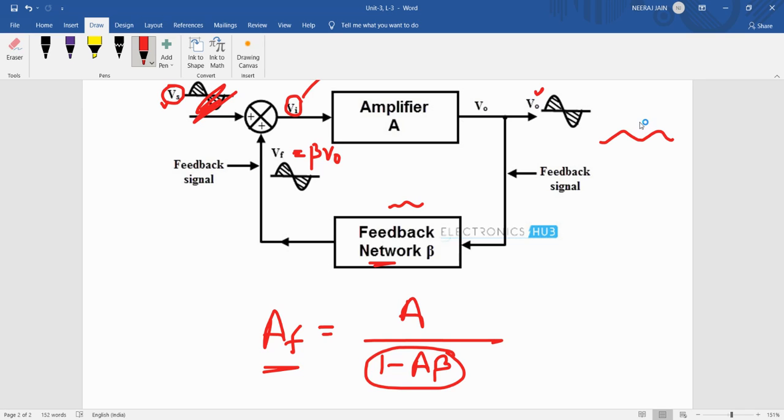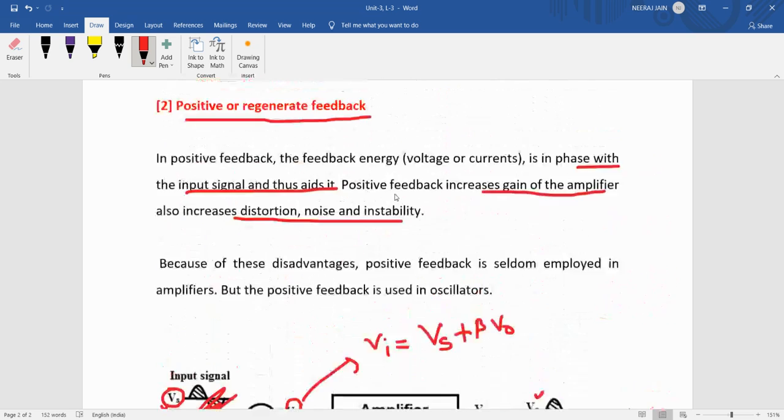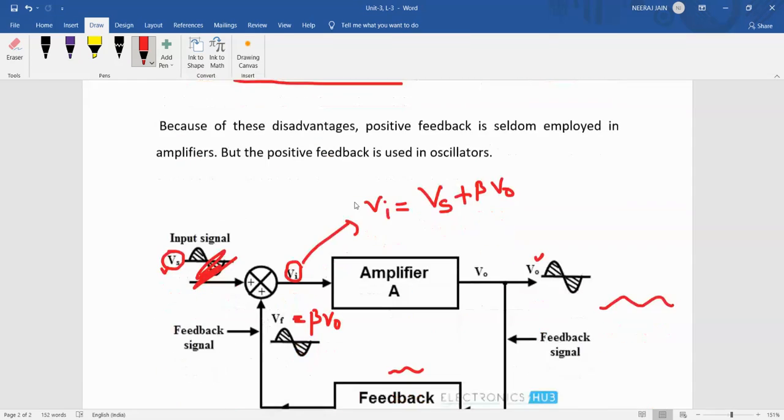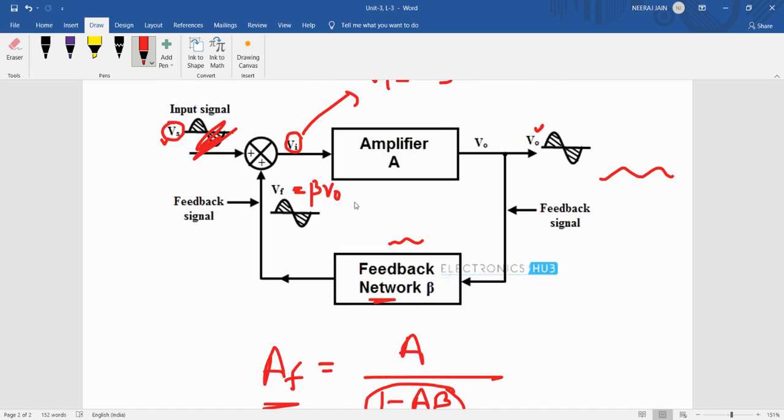So we can say that positive feedback is a drawback in amplifiers, but in the oscillator it is beneficial, and it is used in oscillators to generate different types of waveforms.